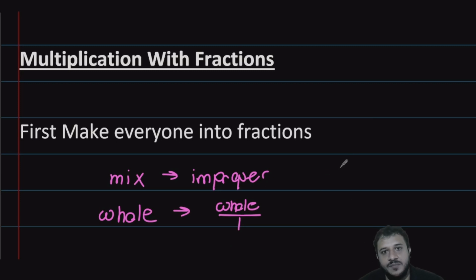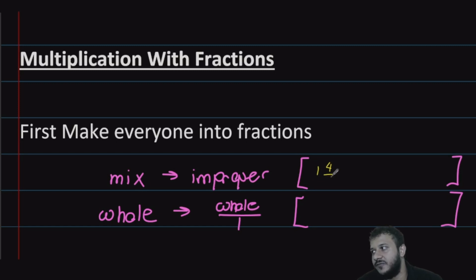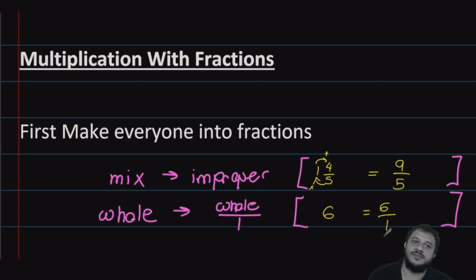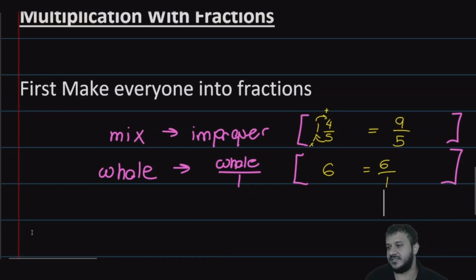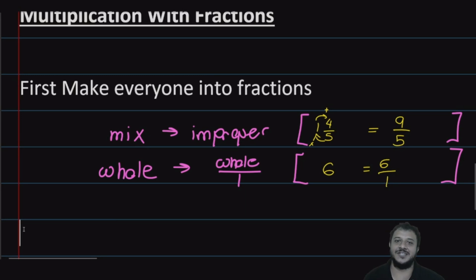So as an example, if I have a 1 and 4/5, we will write it as 5 times 1, which is a 5, plus 4 is a 9, so 9 out of 5. If I have just a 6, I can write that as 6 over 1. Let's make everyone into fractions. If it is already a fraction, we are lucky, we can skip that step.